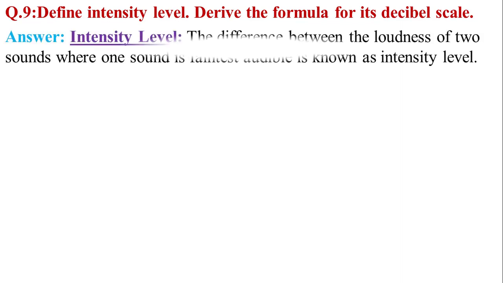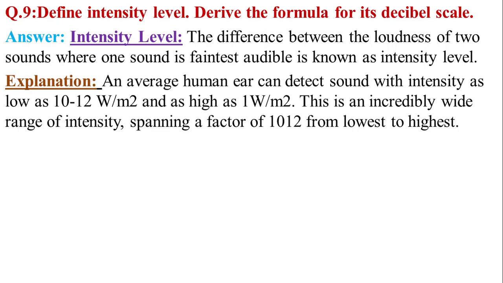Now, in question number 9, define the intensity level and derive the formula for its decibel. First of all, let us discuss what is meant by intensity level. The sound intensity level, also called the intensity level, is the difference between the loudness of two sounds, where one sound is a reference sound at the audible range. Explanation: an average human ear can detect sound intensity as low as 10 raised to the power minus 12 watt per meter squared and as high as 1 watt per meter squared.